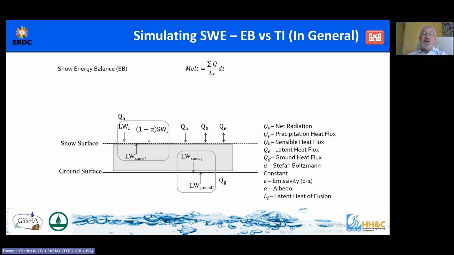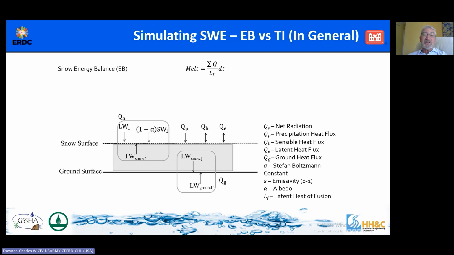So, simulating SWE: the energy balance versus the temperature index. Basically, if you have an energy balance, you're looking at the energy coming into the snowpack and leaving the snowpack. All those Q's over there are energy. So you're accounting for a lot of different things like the net radiation and precipitation heat flux, sensible heat flux, latent heat flux, ground heat flux, and then how those things, the emissivity, the albedo, latent heat diffusion, all come into play.